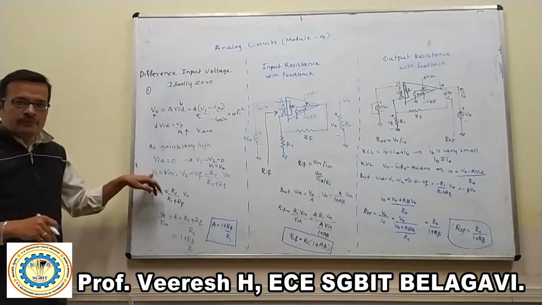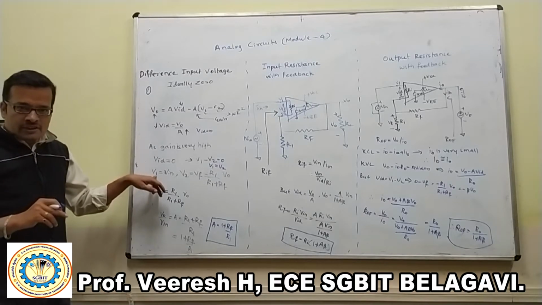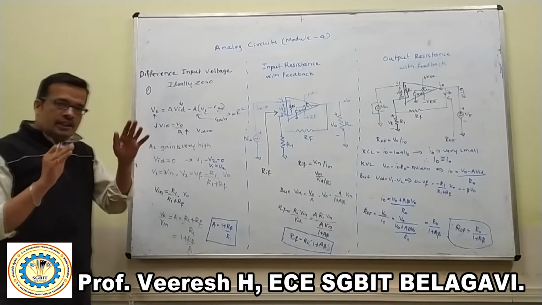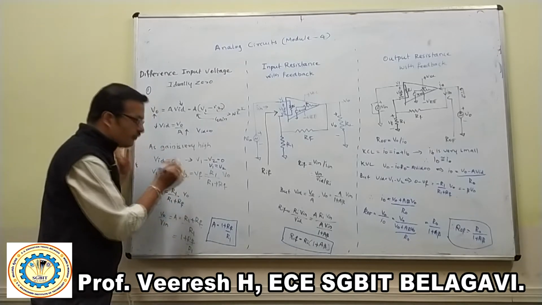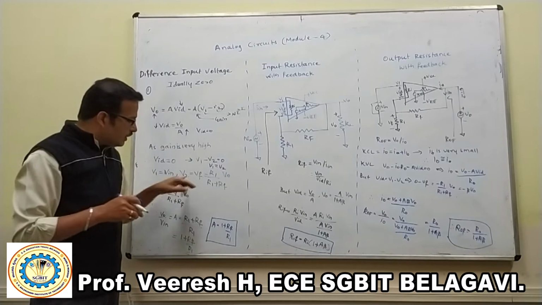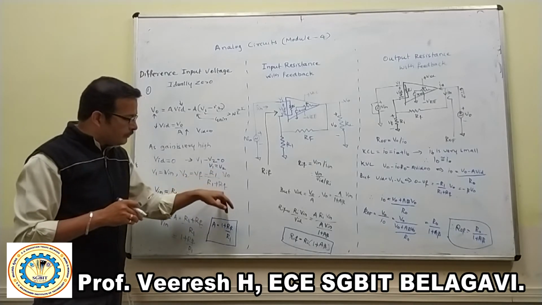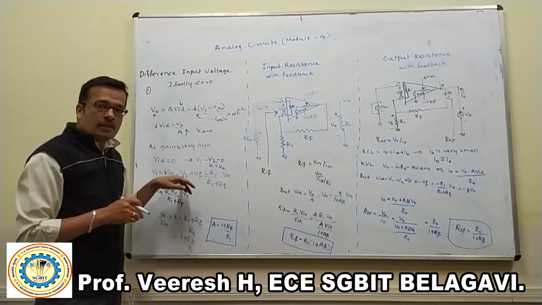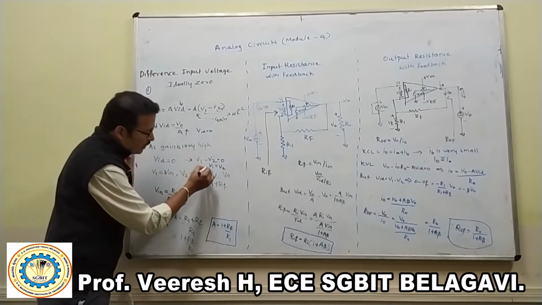And for that circuit, what was V1? It is the voltage available at the first terminal, which is nothing but the input voltage, because the input voltage was applied to the first terminal. And what is V2? It is the feedback voltage, because the feedback factor Vf, which is given by R1 divided by R1 plus Rf, was applied to terminal number 2. So I can equate these two.